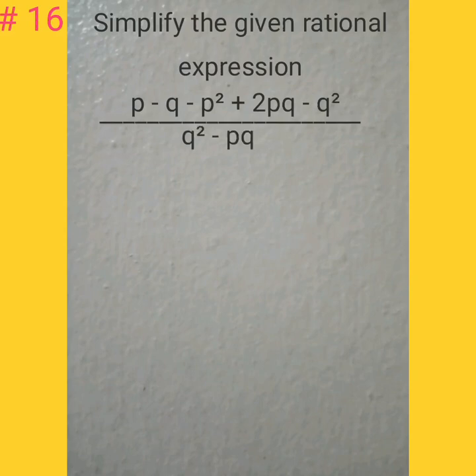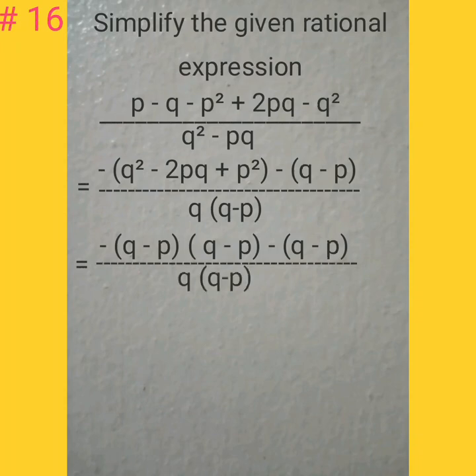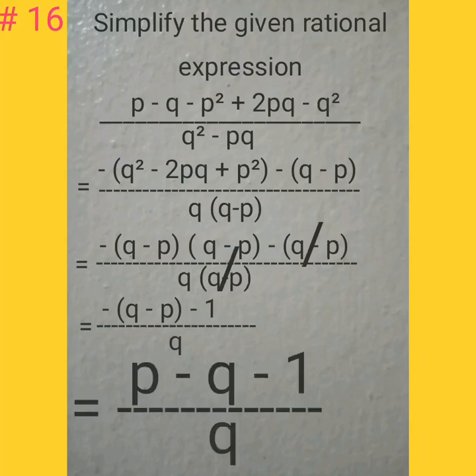Simplify the given rational expression: (p - q - p squared + 2pq - q squared) all over (q squared - pq). By grouping, the numerator will be (p - q) minus (q squared - 2pq + p squared), all over q times the quantity of q - p. The factors of q squared - 2pq + p squared are (q - p) squared. The simplified form of (p - q - p squared + 2pq - q squared) all over (q squared - pq) is (p - q - 1) all over q.